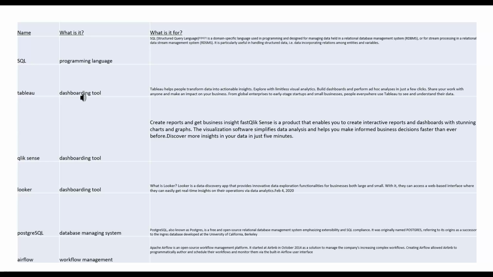And then you've got Airflow, the workflow management. Open source workflow management platform. Started at Airbnb. Well, how about that? As a solution to manage the company's increasingly complex workflows. Creating Airflow allowed Airbnb to programmatically author and schedule their workflows and monitor them via the built-in Airflow user interface. Okay.